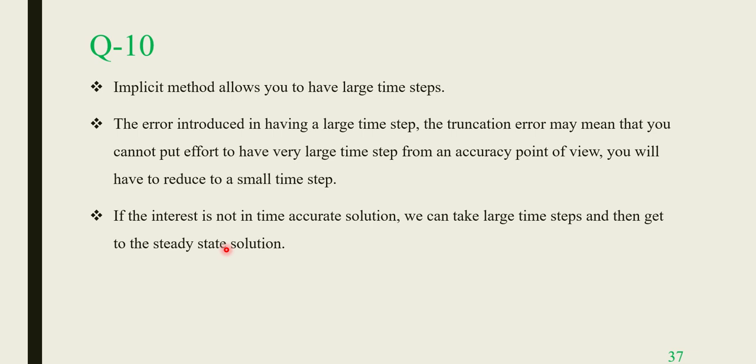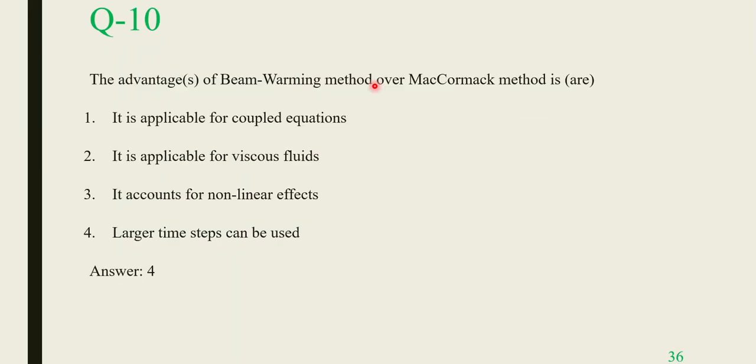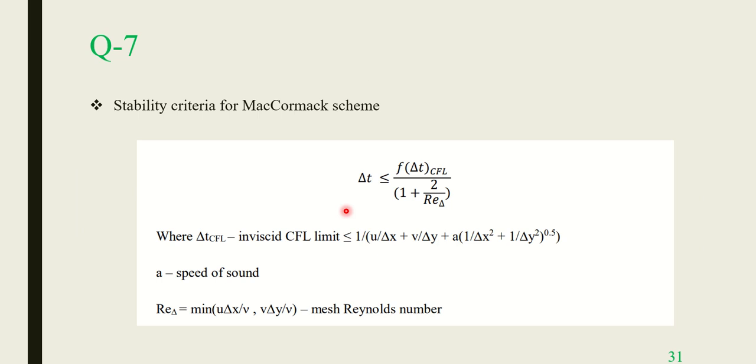So we'll just see how it is given. An implicit method allows you to have a large time step, because we have seen in the MacCormack scheme's stability criterion itself that delta t is very small, where it is given by delta t CFL divided by 1 plus 2 times the mesh Reynolds number. The mesh Reynolds number is given by this formula, where it accounts for the minimum of these two. The first one is u delta x by nu, the second one is v delta y by nu.